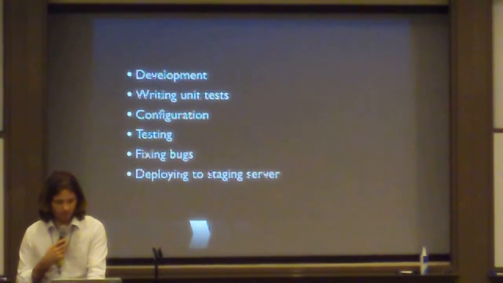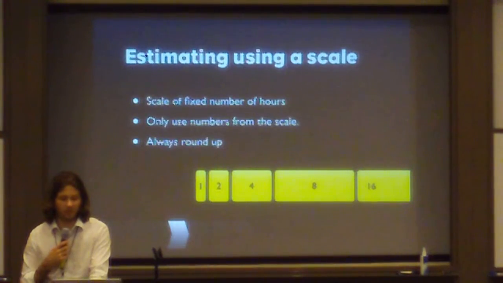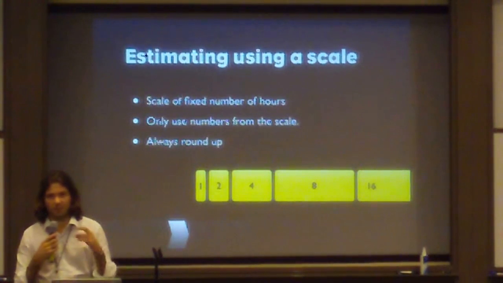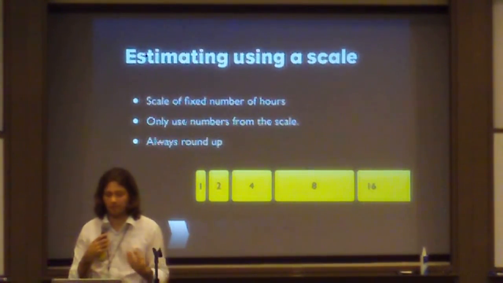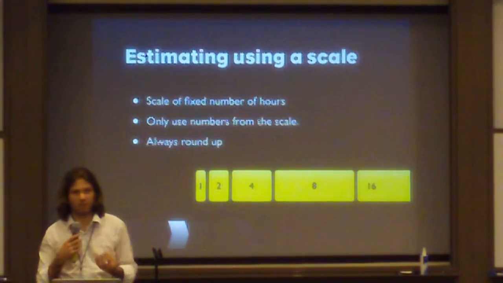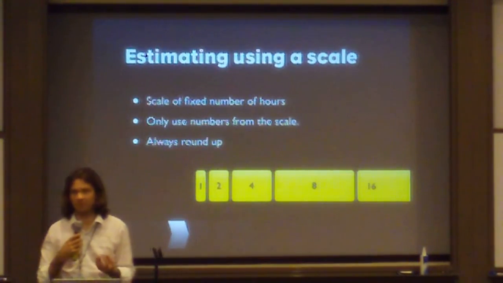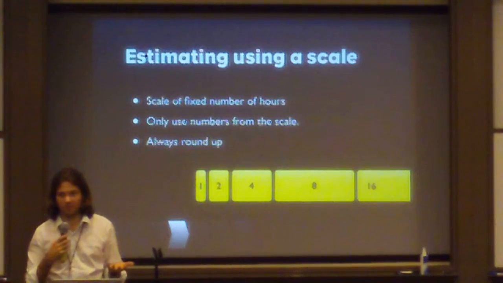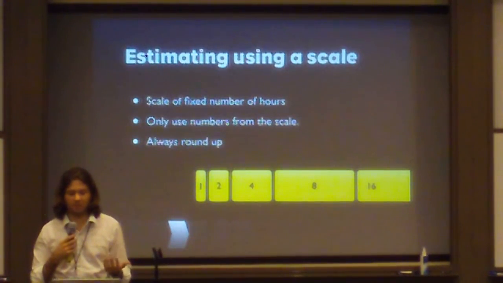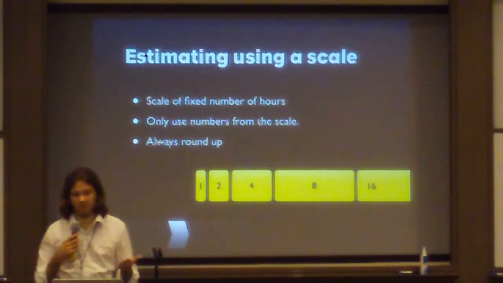And the scale should be a fixed number of hours. And when you estimate, you may only use numbers from the scale. That's the point of it. And you always round up. And this is a way to catch estimation errors. The basic idea is that you can never estimate more wrong than 100%. Basically, if you say something is like 3 hours, the scale forces you to round up, which would be 4 hours, just to have a margin.